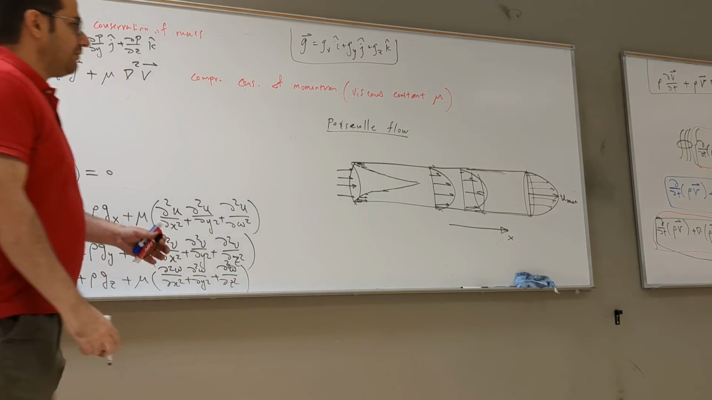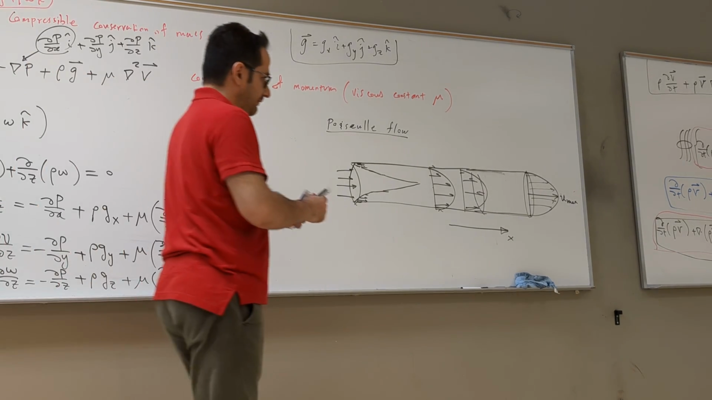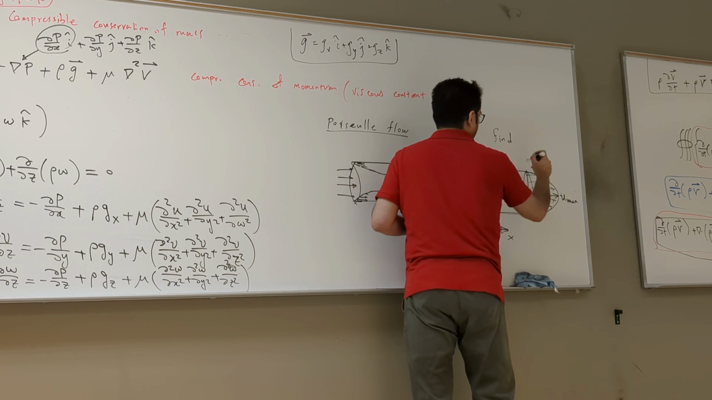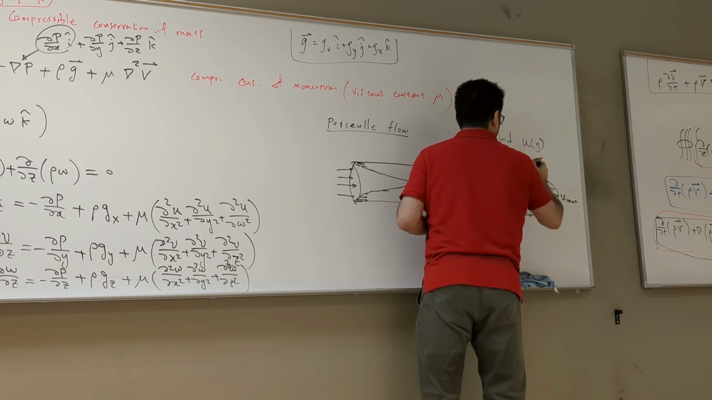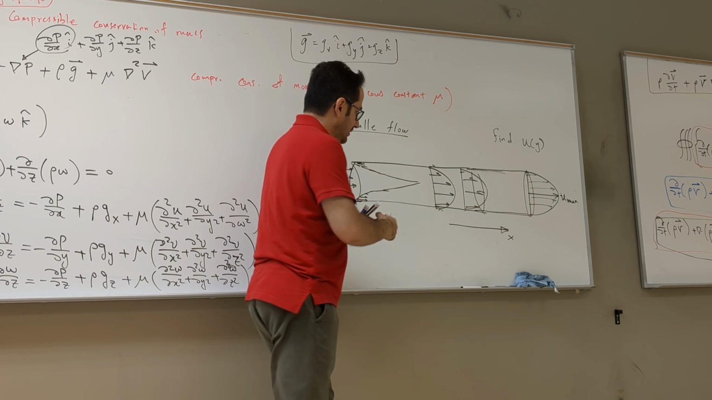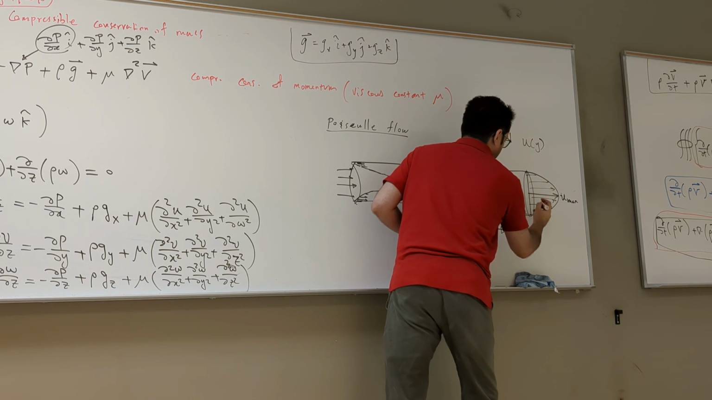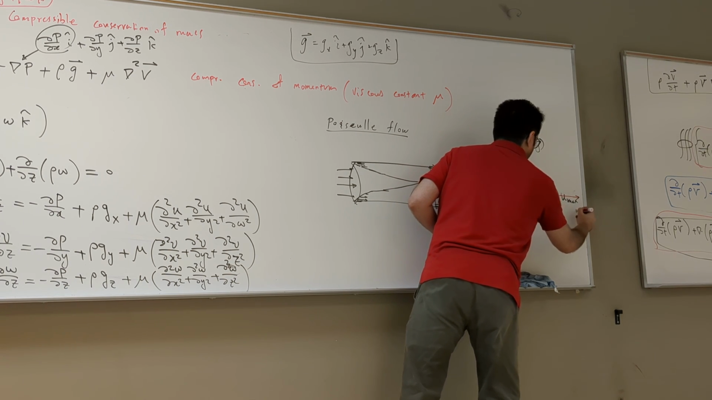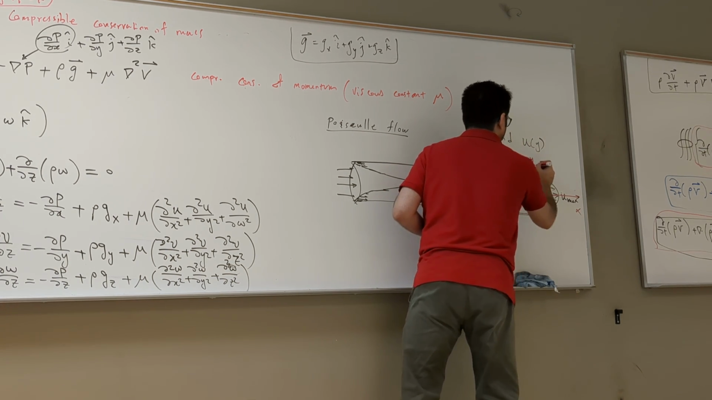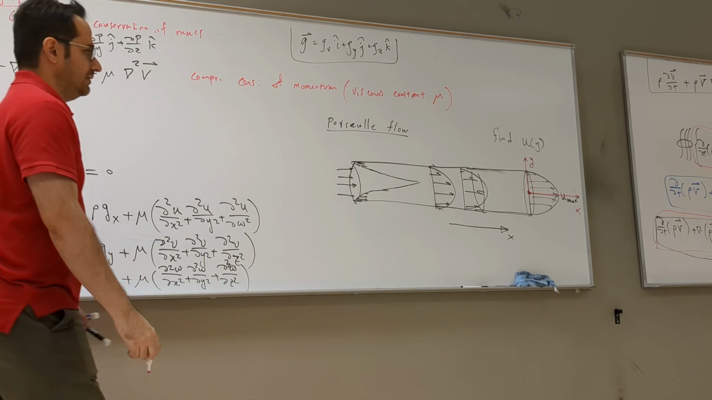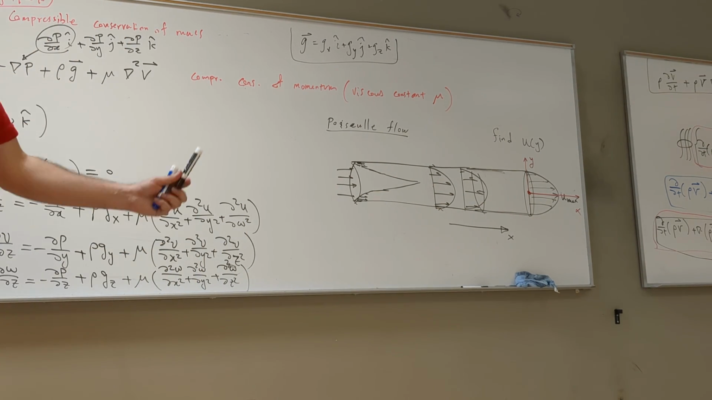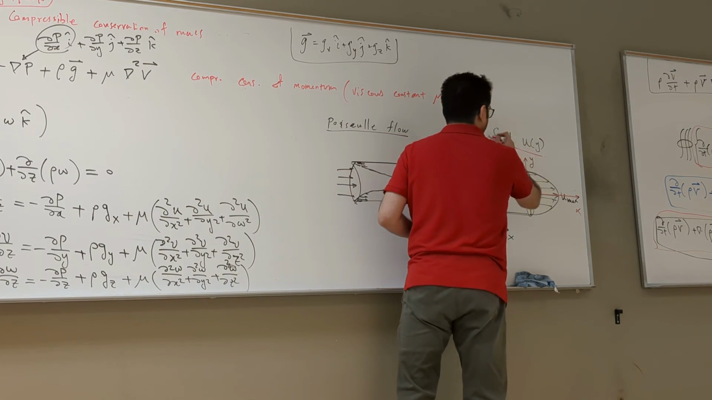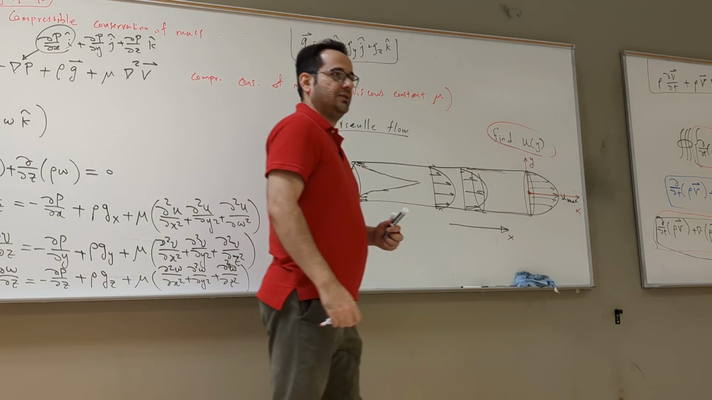So if I want to find this profile, now the question is to find the profile for u versus y. Let's say this is your x, and this is your y. Put your coordinate system there. So x is the x-axis, y is vertical, and now the question is find u(y). How do you find it? Are you going to guess it?